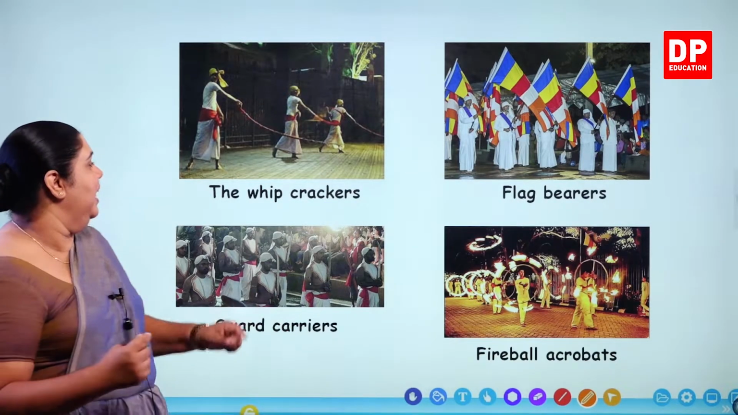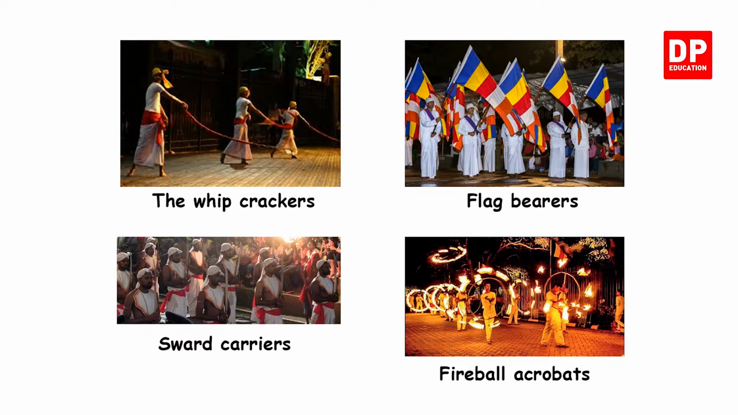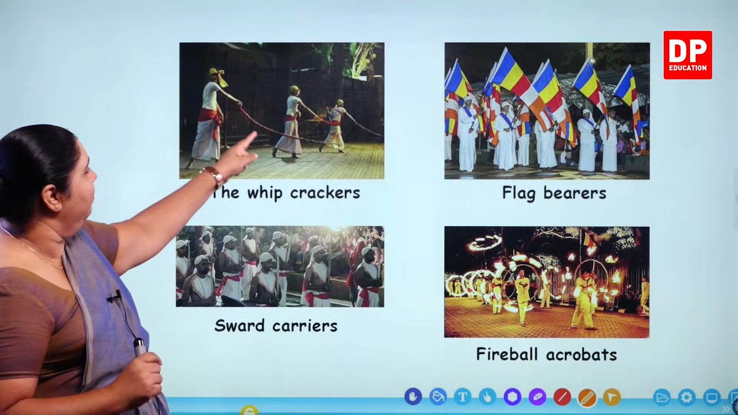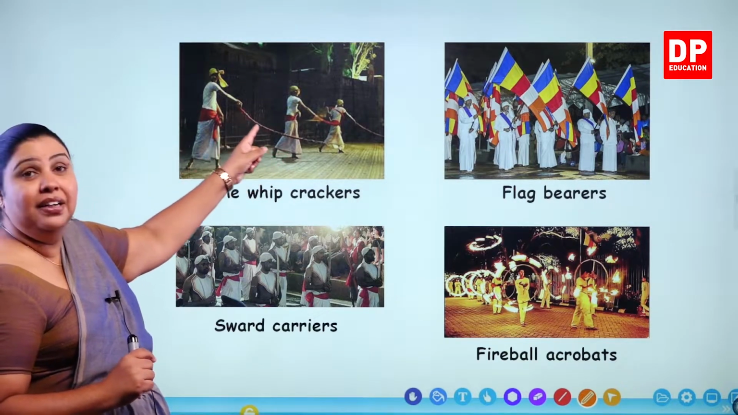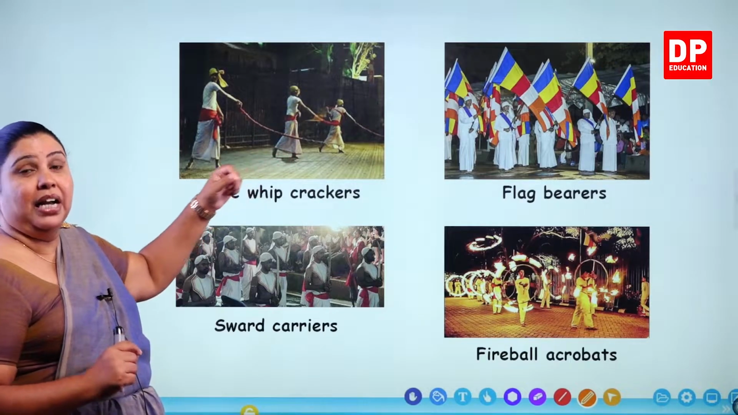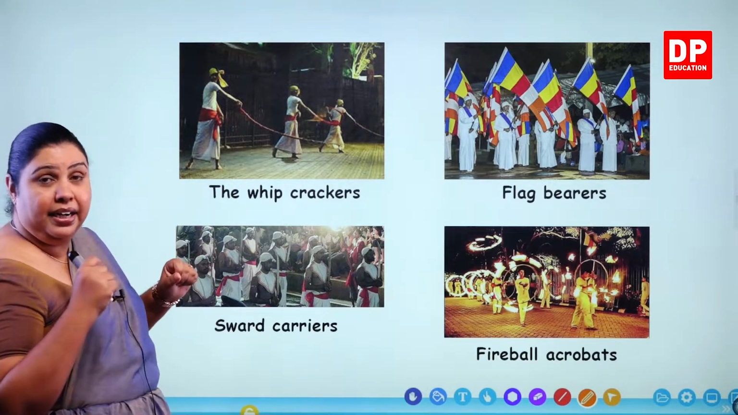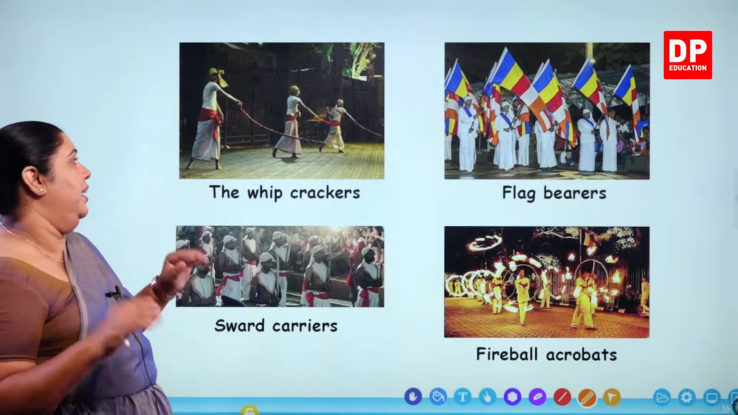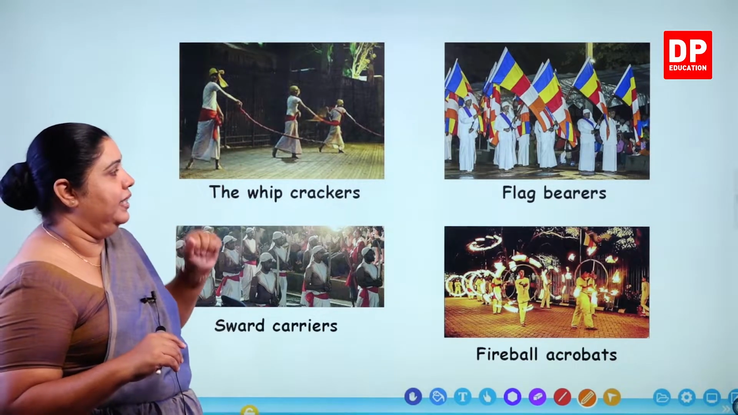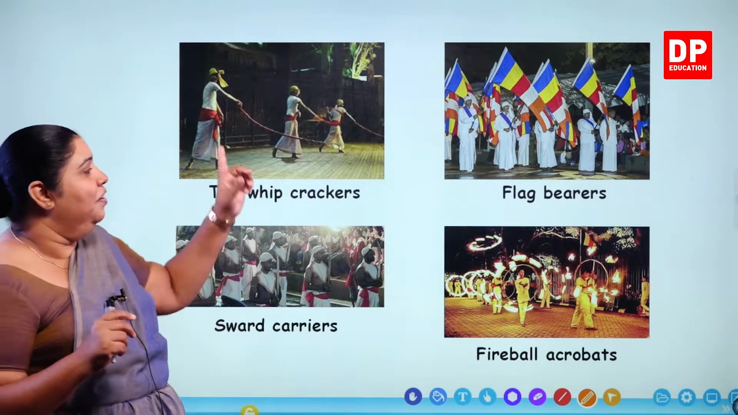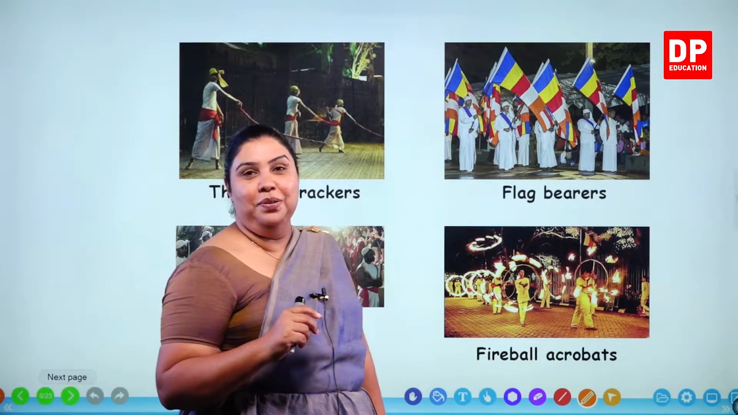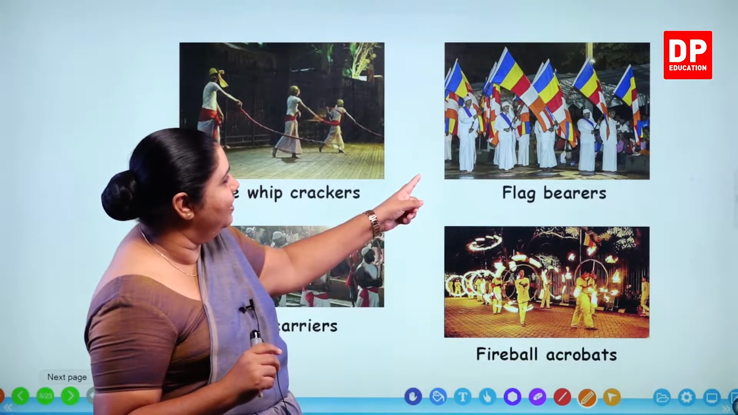Now can you see the whip crackers? Whip crackers have the whips with them. So these are the whip crackers. Then come the flag bearers. Can you see the flag bearers?